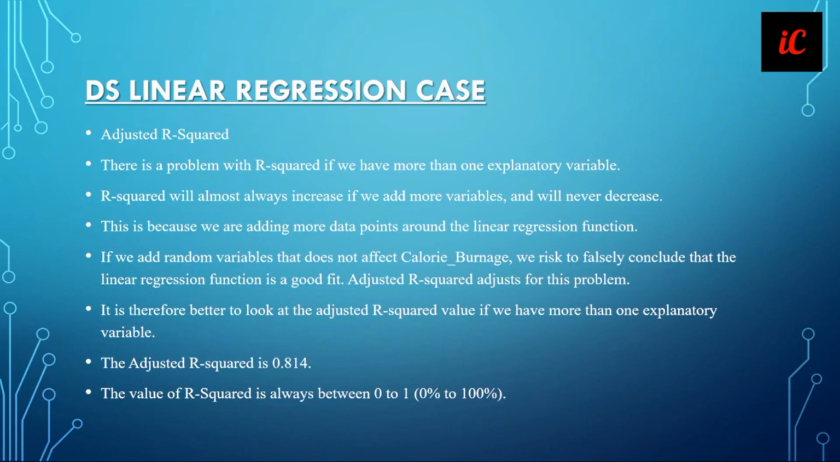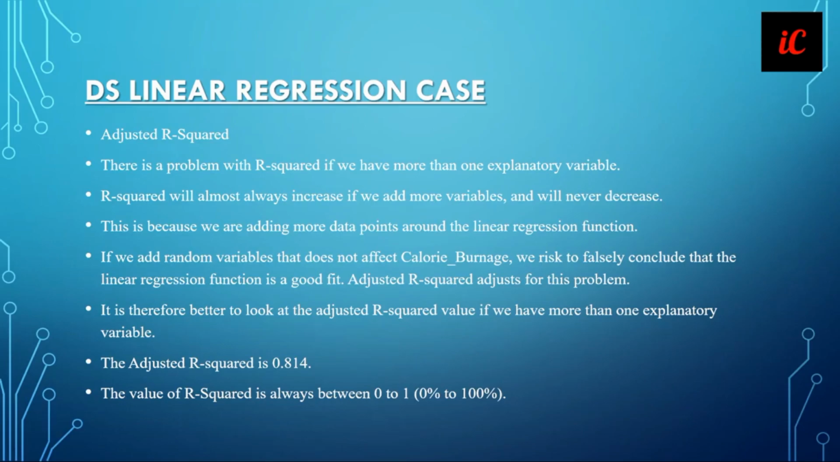Next thing we have is adjusted R square. There is a problem with the R square if we have more than one explanatory variable. R square will almost always increase if we add more variables and will never decrease. This is because we are adding more data points around the linear regression. If we add random variables that do not affect calorie burnage, we risk falsely concluding that the linear regression function is a good fit.